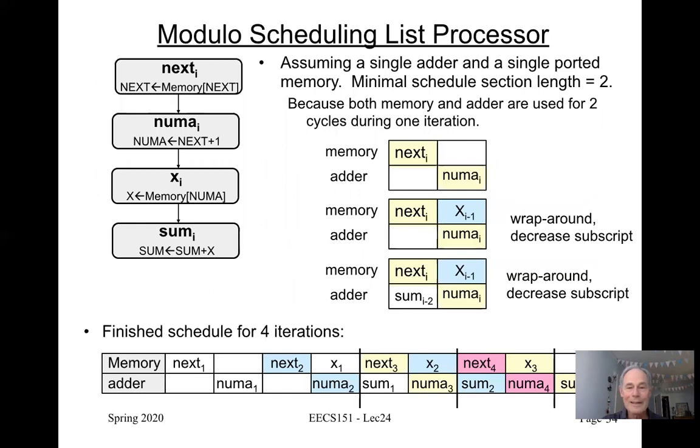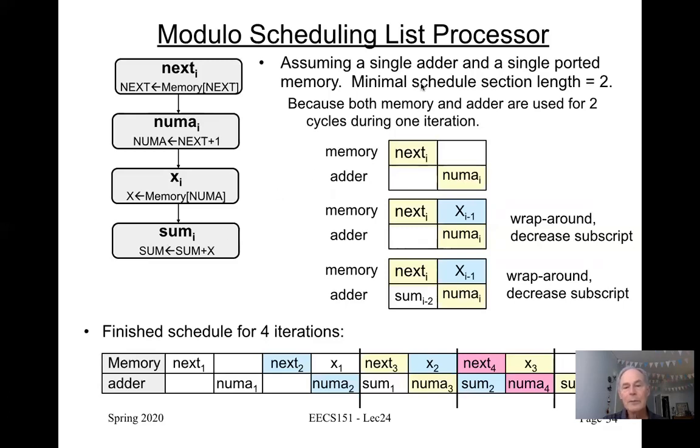Okay, so here's our example. Here's the computation chart. This is an abstraction of the computation, right? So we get next, we form NUMA, we get X, and then we form sum. This one uses the memory, this one uses the adder, this one uses the memory, this one uses the adder. Remember, we only have one of each now in our optimized design. So we want to figure out how to schedule this.